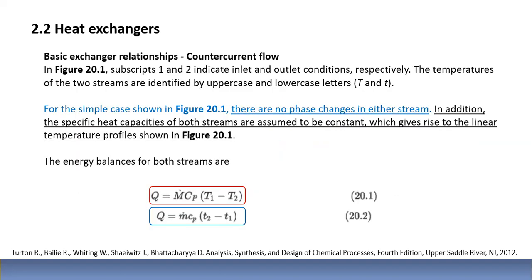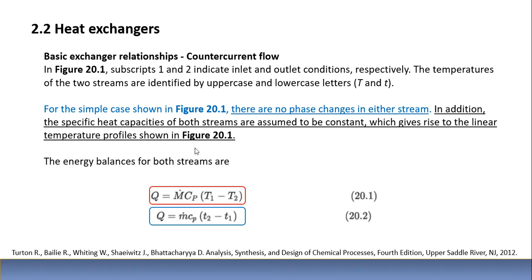In figure 21, subscripts 1 and 2 indicate inlet and outlet conditions respectively. The temperatures of the two streams are identified by uppercase and lowercase letters. For the simple case shown in figure 21, which is this figure, there are no phase changes in either stream. In addition, the specific heat capacities of both streams are assumed to be constant, which gives rise to the linear temperature profiles shown in figure 21.